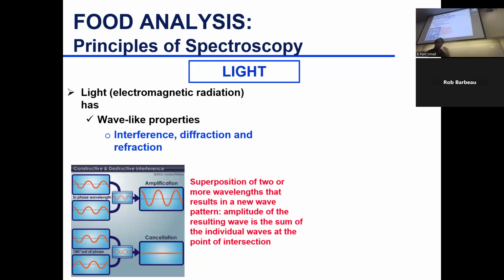Maximum here and minimum here, they cancel each other. So the one on the top is amplification to enhance sensitivity, and the one at the bottom is to remove interferences. So in instrumentation, when I talk about IR, they use mirrors to direct the wavelength in a way to either amplify the signal or cancel a specific signal.